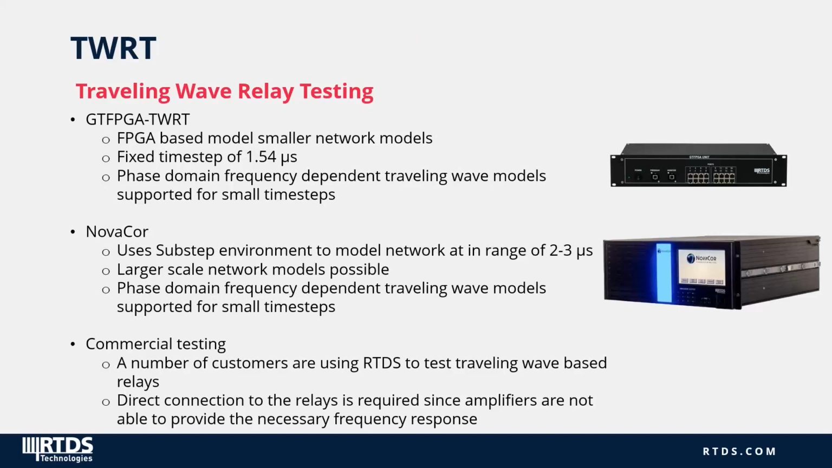Traveling wave-based relay models are gaining acceptance, and the RTDS Simulator is being regularly used to test them. 2 options are available: the GT-FPGA TWRT or NovaCore. GT-FPGA TWRT is an FPGA-based simulation for smaller network models which can be used together with either PB5-based racks or NovaCore. This approach uses a time step which is fixed at 1.54 microseconds. NovaCore uses the substep environment to break the network model into smaller portions mapped to different cores to keep the time step in the range of 2 to 3 microseconds. Larger network models can be accommodated by using multiple cores and even multiple NovaCore chassis if necessary.